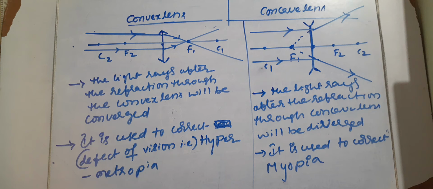That is, convex lens is used in the making of spectacles, and those spectacles are used for correcting hypermetropia. Concave lenses are also used in the making of spectacles, which are used in the correction of the problem of vision, myopia. That's all, students.